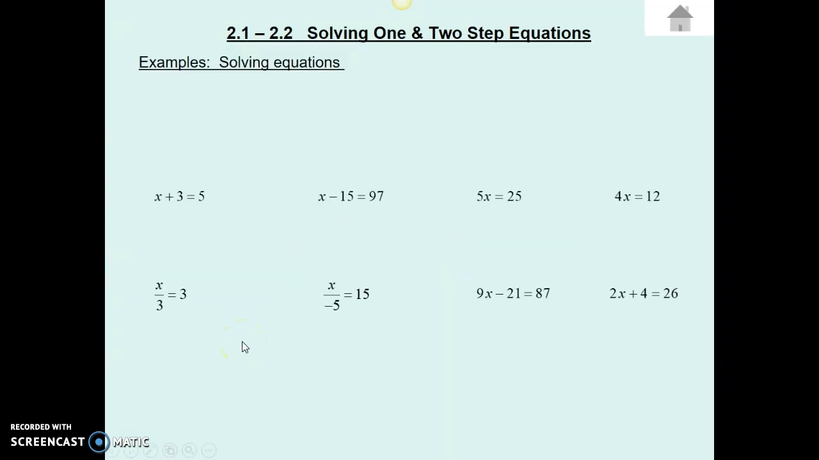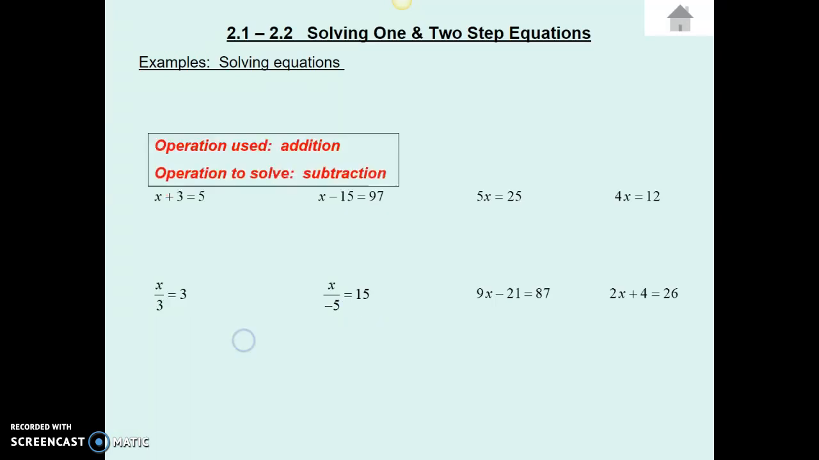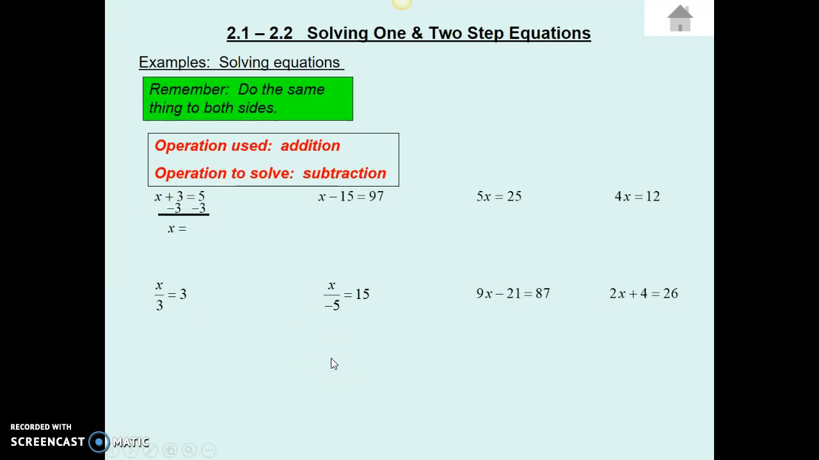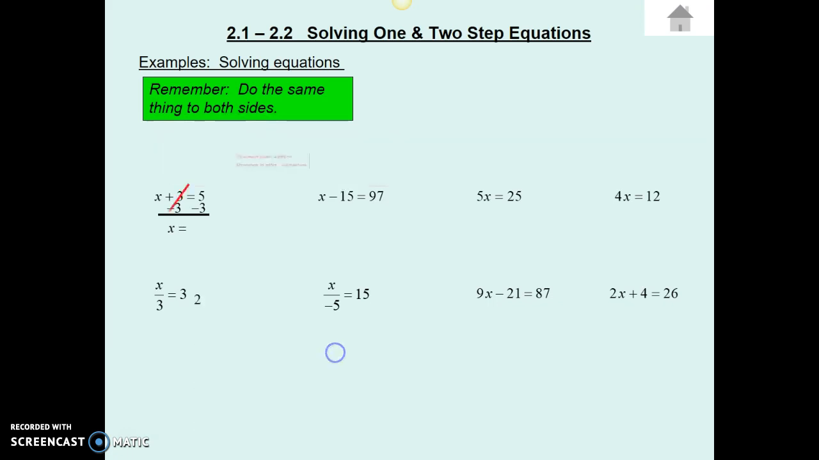Okay, so let's take a look at a couple examples here. You see I've got several. Our first one is x plus 3 equals 5. So the first thing we notice is that 3 is being added to the variable. So to undo that, we're going to perform the inverse operation of subtraction to both sides. And the reason we do that to both sides is because this is an equation. The equation must remain balanced. We'll simplify that, and x equals 2. Notice I cross out the 3 minus 3 because 3 minus 3 is 0.